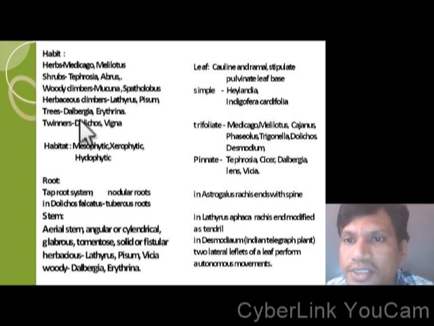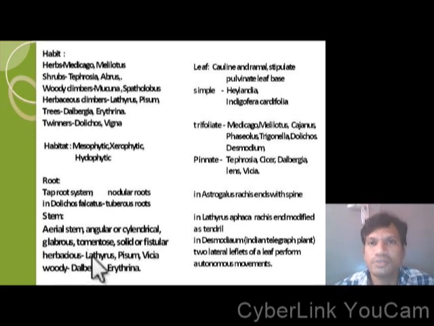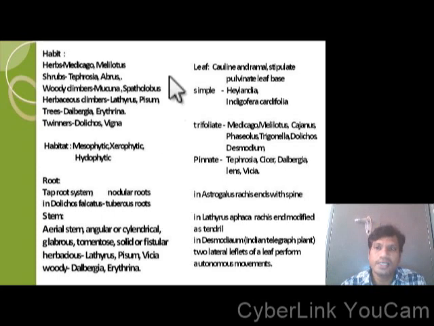Coming to the stem, it is an aerial stem, angular or cylindrical, glabrous or tomentose, solid or fistular. Herbaceous stems and woody stems are present. Woody stems, for example Dalbergia latifolia, Dalbergia sissoo and Erythrina indica. And coming to the leaf structure, the leaves are cauline and ramal, stipulate, with a pulvinate leaf base.